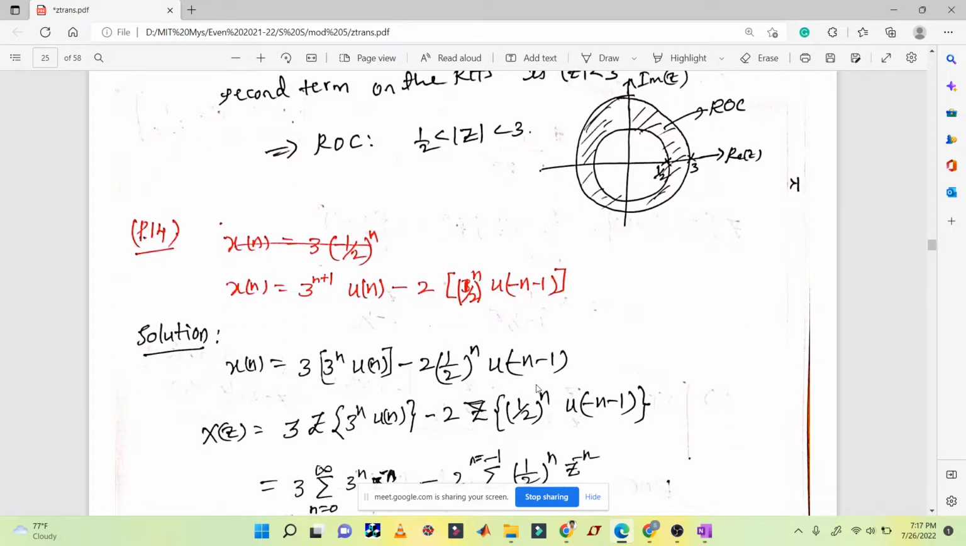So till here we have solved. Plotting of the ROC I have already shown you. Greater than 1 by 2 means you have to draw a circle of radius 1 by 2. Less than 3 means you have to draw a circle of radius 3. In between those you have to write the ROC. It is very simple. Okay.